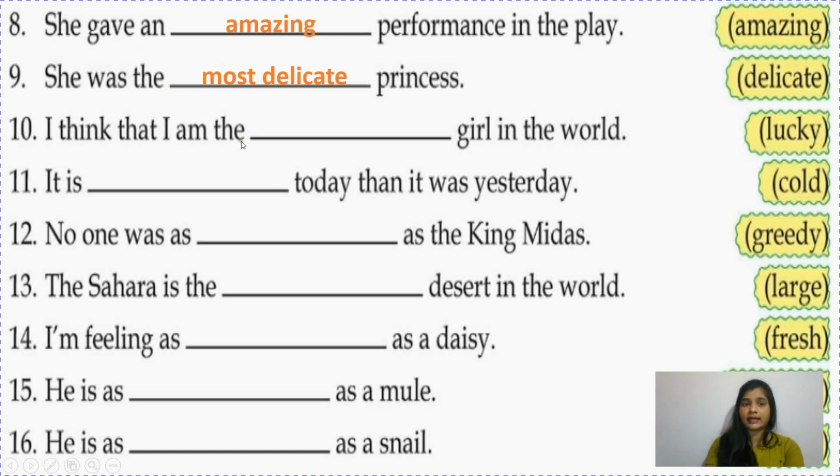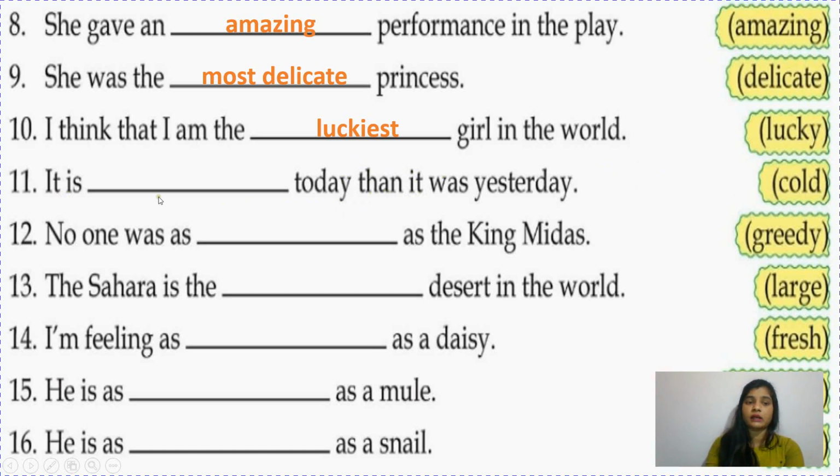I think that I am the dash girl in the world. Again the is written. Children, again the is written, superlative degree. So luckiest. It is dash today than it was yesterday. Can you see it is written then here? So it means it is comparative degree.